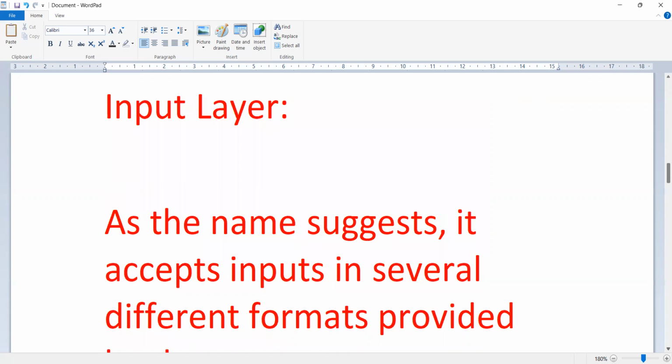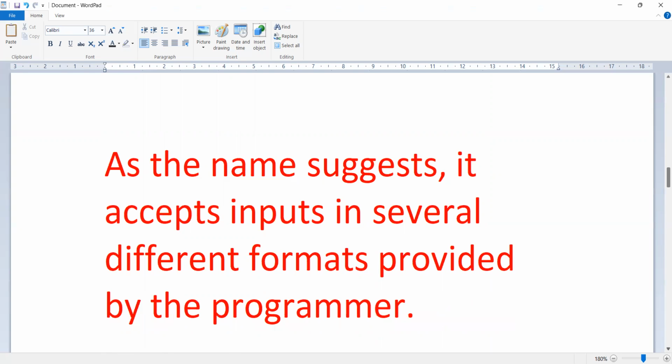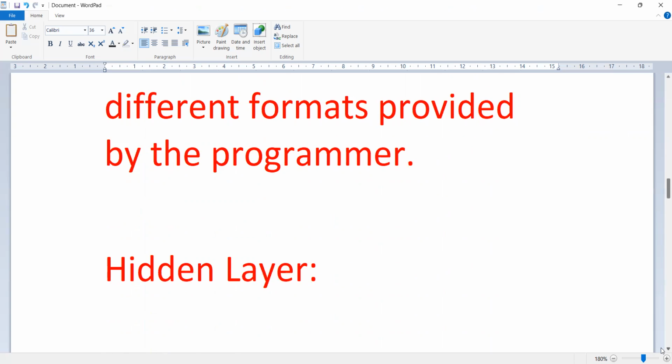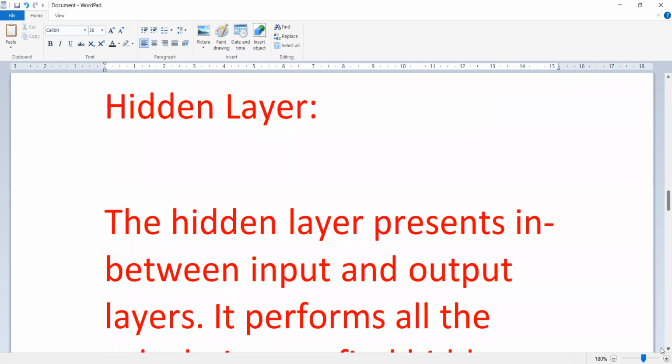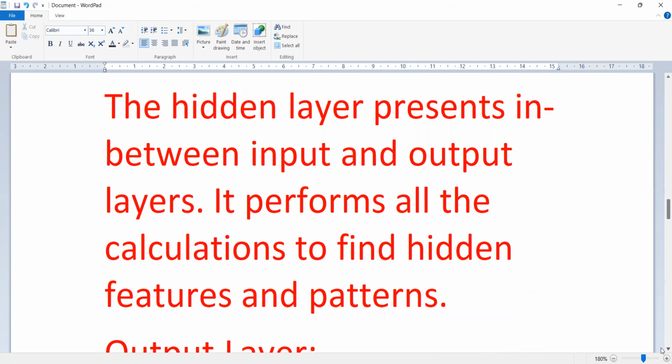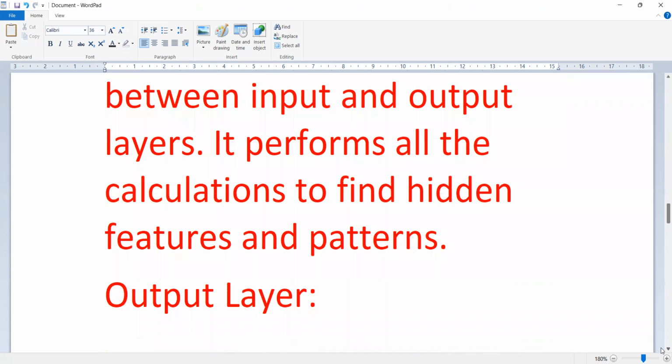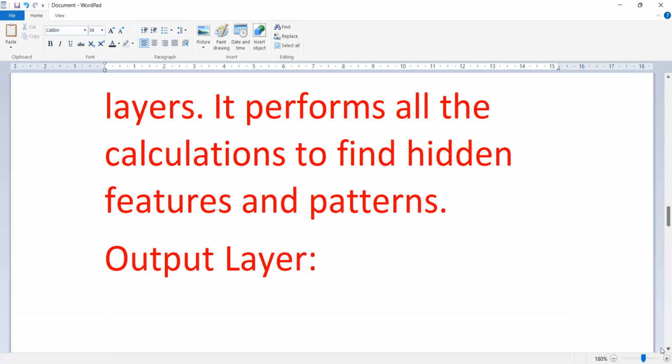Input layer. As the name suggests, it accepts inputs in several different formats provided by the programmer. Hidden layer. The hidden layer is present between the input and output layers. Its function is that it performs all the calculations to find hidden features and patterns.